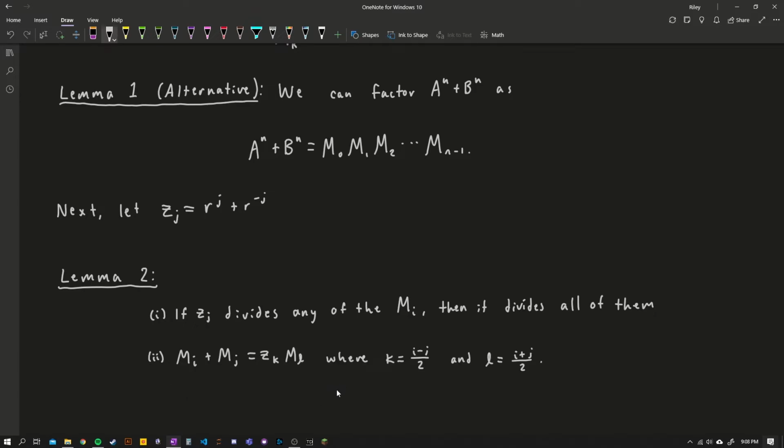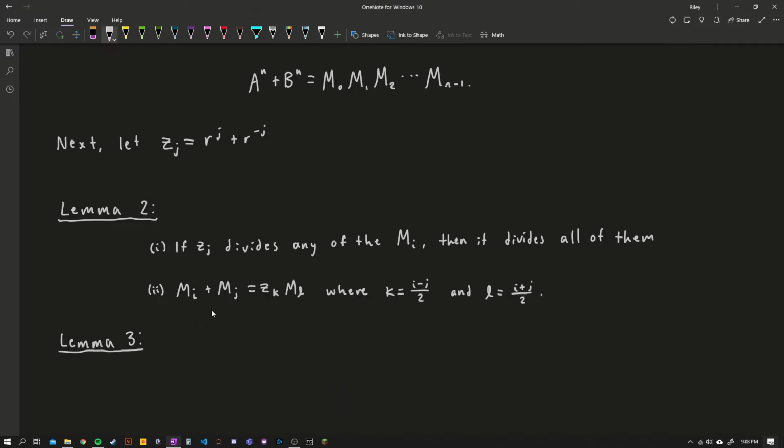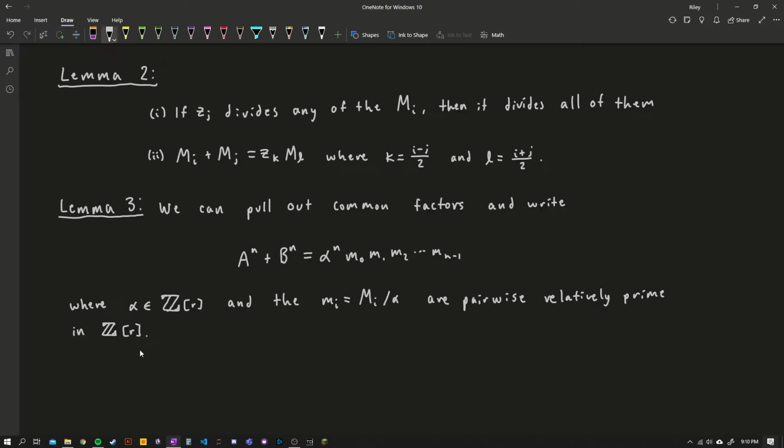All right, and lastly, lemma 3 says that we can pull common factors out of this product m0 times m1 all the way up to m sub n minus 1, and we can write it like so. Here, this alpha is just an element of Z adjoin r, and these little m's are the corresponding big M divided by alpha, and these little m's are all pairwise relatively prime in Z adjoin r. Okay, so that's it for the lemmas, so I think we're ready to begin.